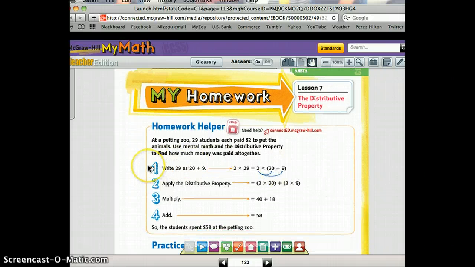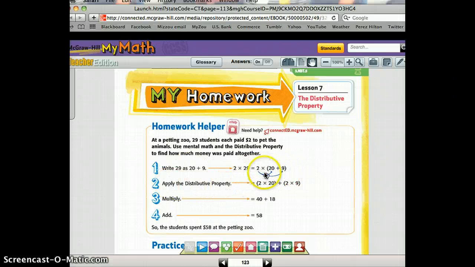In this case, it's a word problem where they're trying to figure out 29 students each paid $2 to pet the animals. So you have to use that distributive property, 29 times 2. We know we can break apart that 29 into 20 plus 9. So that's our first step. So 2 times 29 is the same thing as 2 times 20 plus 9. Then we have to apply the distributive property.